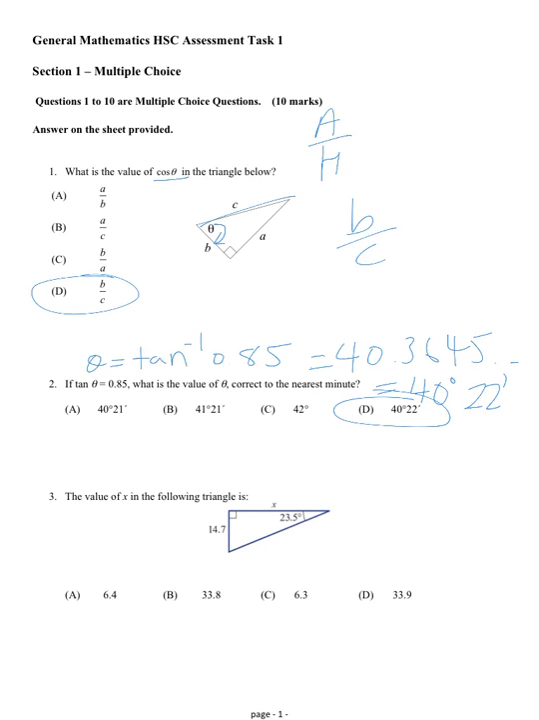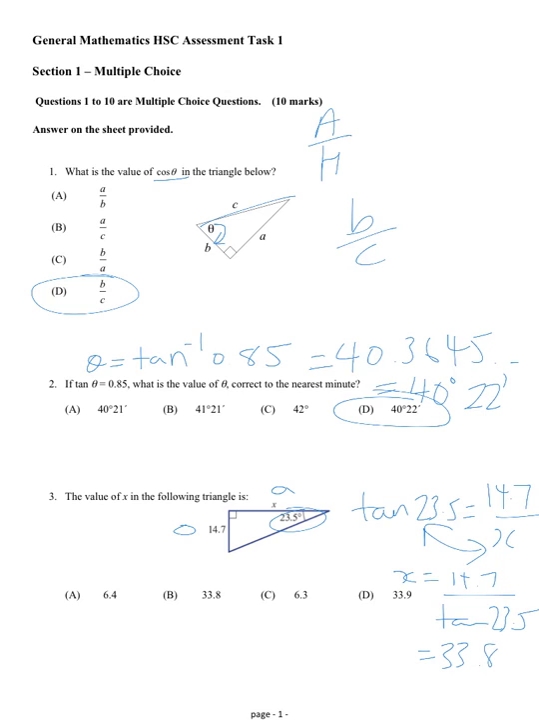Okay, 3. Find x. We have the angle, the adjacent and the opposite, so that's tan. So tan 23.5 degrees equals opposite over adjacent. Now x is on the bottom, so whenever x is on the bottom, let's switch. So we get x equals 14.7 divided by tan 23.5. We get 33.807. We want one decimal place, which is obviously B.